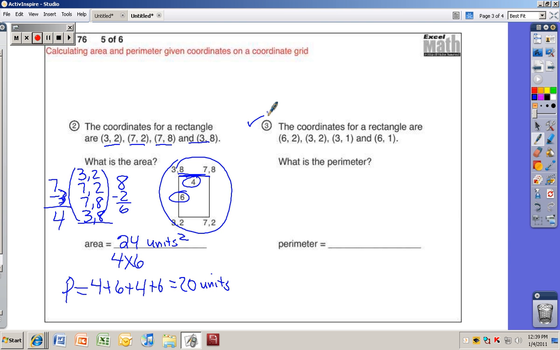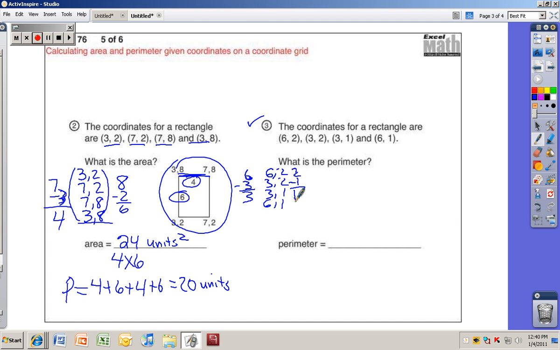Okay, here goes Kaylee, showing us how she would do number 3. So, good. The coordinates are 6, 2; 3, 2; 3, 1; and 6, 1. You gotta yell. On this side, you subtract, sorry, 6 minus 3, and you get 3. And on this side, you subtract 2 minus 1, which equals 1.